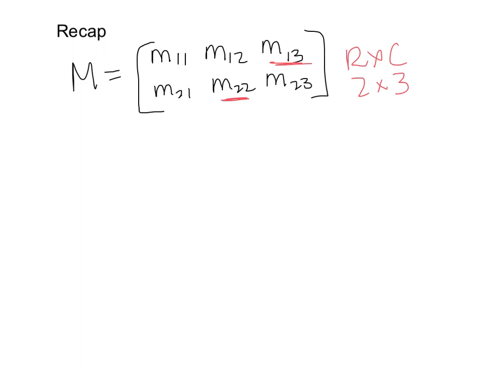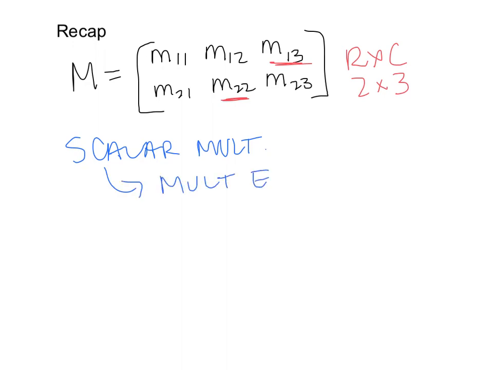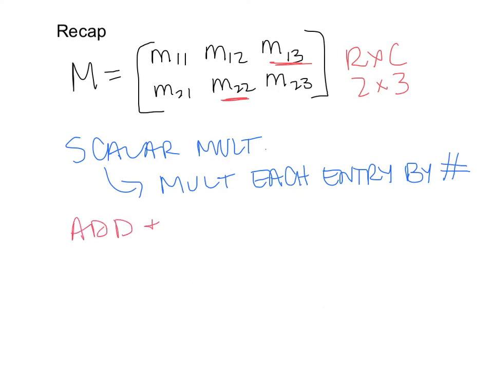And we can do things with matrices. We can use scalar multiplication, which means multiplying it by a number. And all that means is multiply each entry by that number. And then we were able to also do some addition and subtraction. And we knew that addition we can do in any order, but subtraction, the order really matters.